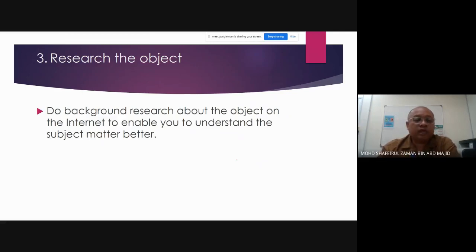Okay, strategy number three, research the object. So do some background research about the object on the internet to enable you to understand the subject matter better. So let's say if you're going to work in a group, one of your team members does not understand or has no idea about the product that you are going to describe to the audiences. So you can explain to them, and at the same time, you can also search about the product and explain to your partner regarding the product.